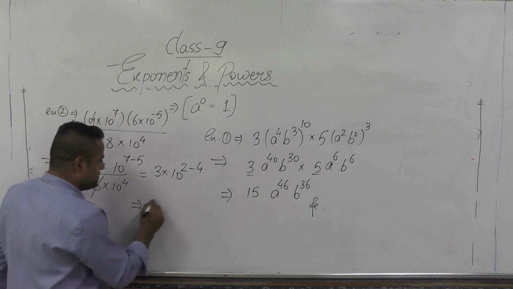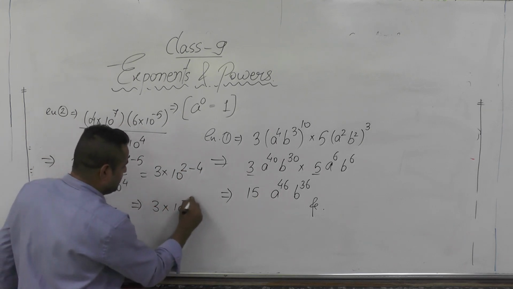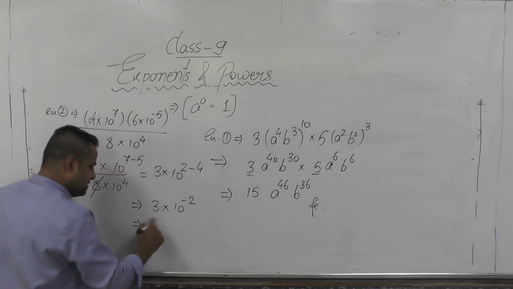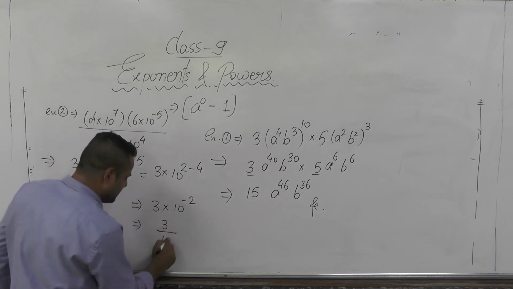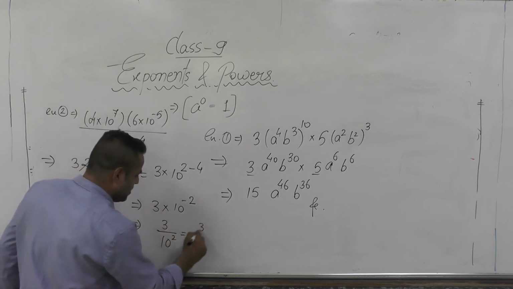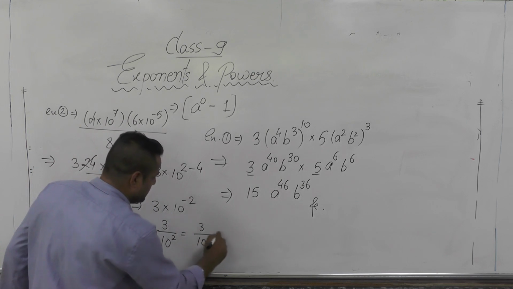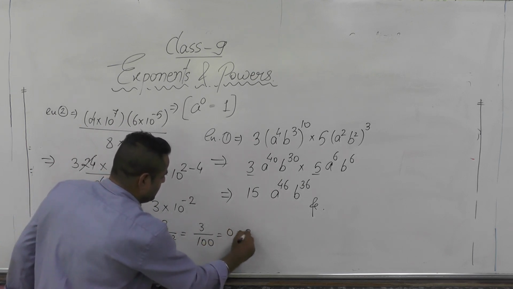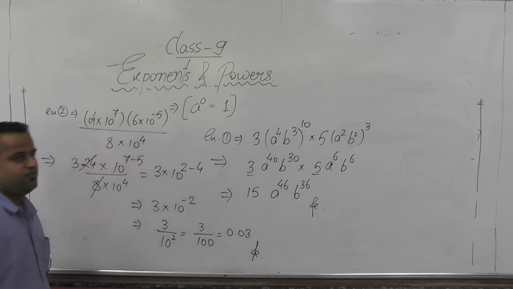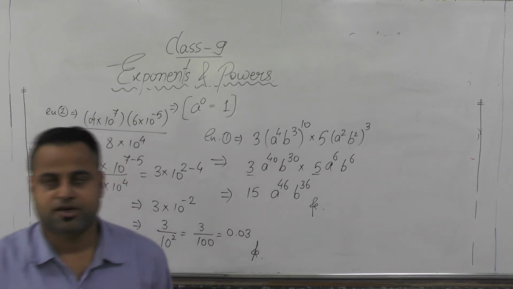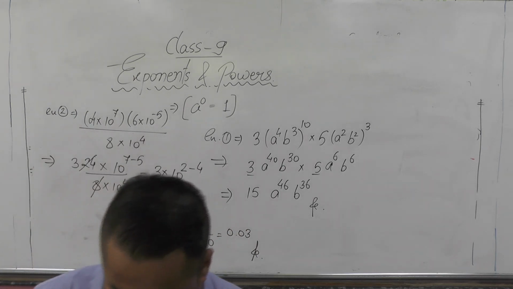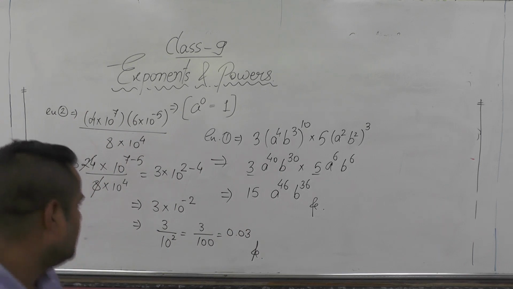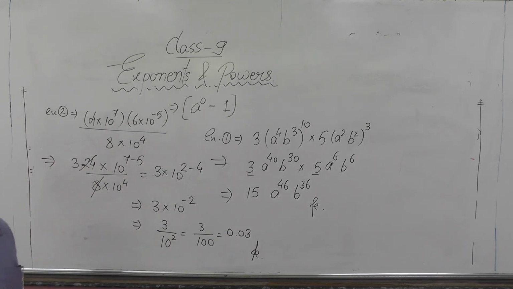Now 3 into 10 raised power minus 2, as we can get it down, it will become 10 to the power 2 upon, or 3 by 100, or we can write it 0.03. Answer you can write in different ways, in decimal, in fraction, in rational number form, no problem with that. So we can do questions likewise.